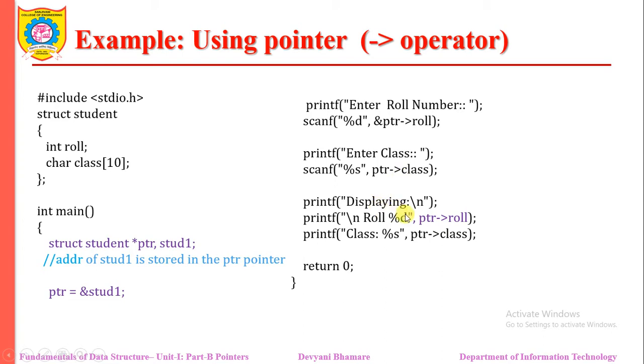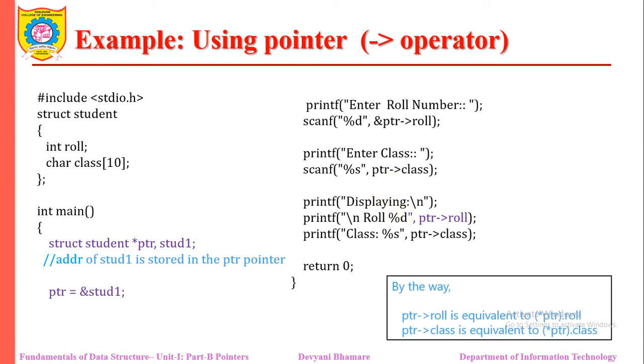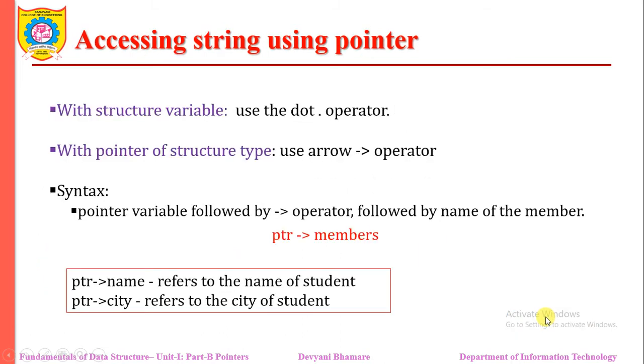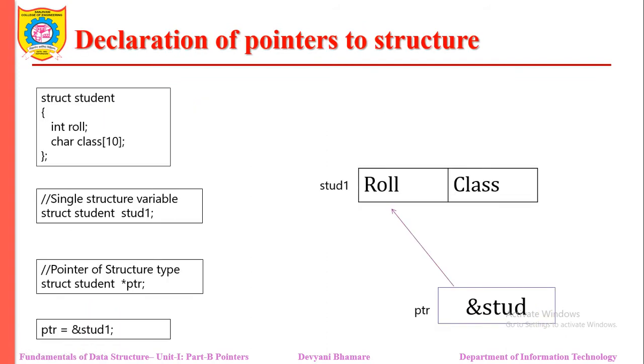the members of our structure. In this way, we can say that PTR arrow roll is equivalent to (value at PTR).roll. What is the value at PTR? We already saw that PTR contains the address of student. Can we say that the value at the address of student is what? Roll number. It means PTR is pointing to this complete structure, so it is pointing to that complete memory location, and in that memory location we need to access the roll number.